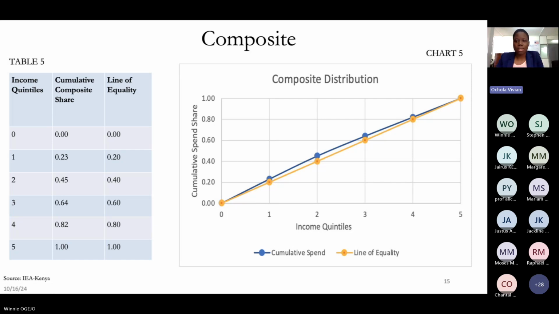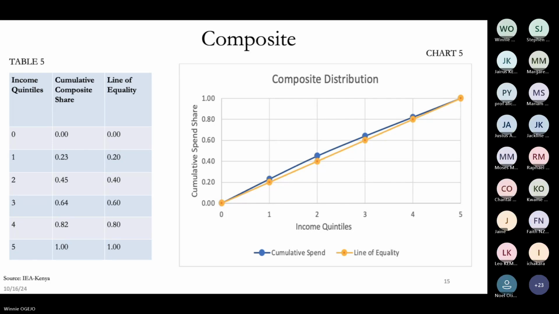So I'm Vivian. I'll take you through part 2, which responds to the question on equity. Now, from the table we have table 5. What I'm going to explain is the first part of this component, which is the composite allocation.